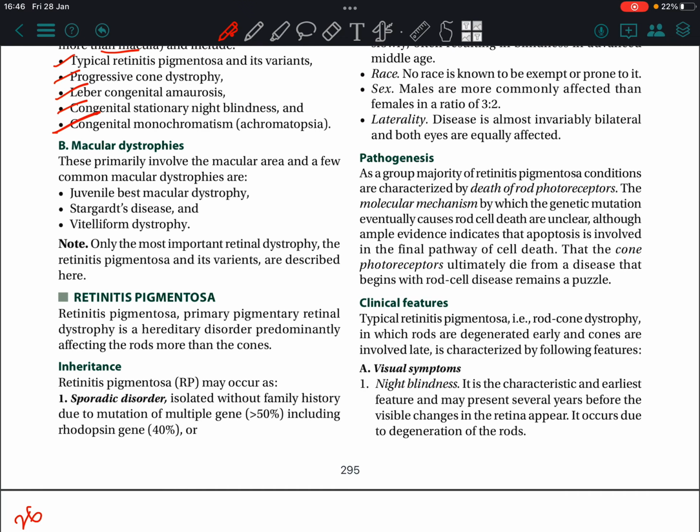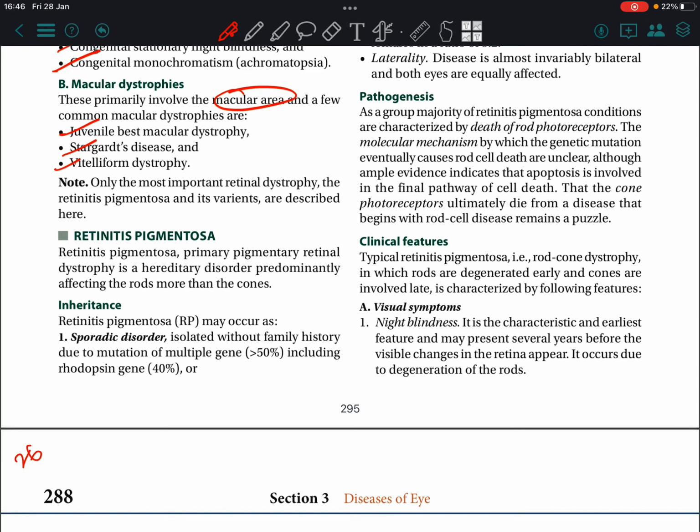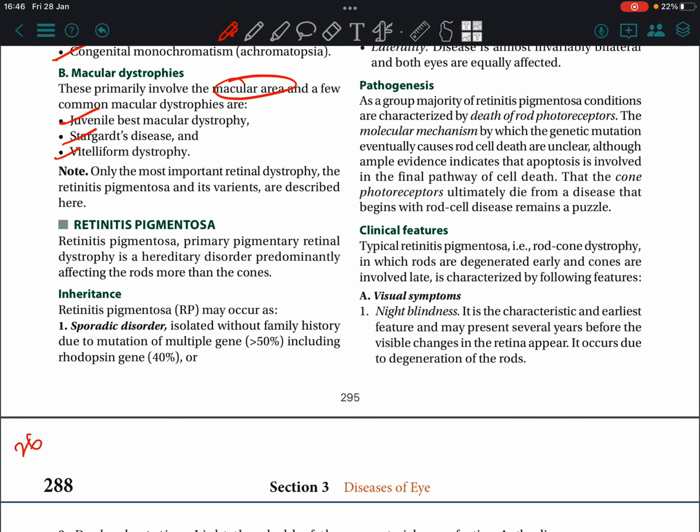Macular dystrophies involve the macular area: juvenile Best macular dystrophy, Stargardt's disease, vitelliform disease. Retinitis pigmentosa: it is a primary pigmentary retinal dystrophy, a hereditary disorder.